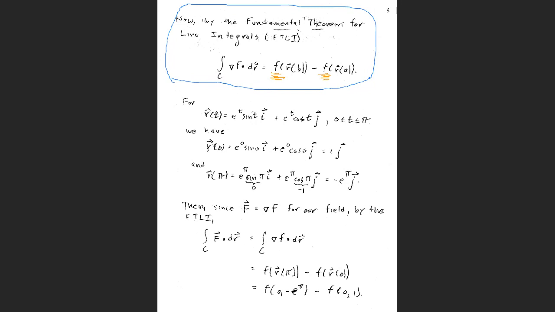So the first thing I have to do is compute the endpoints. This particle, we know the path it takes. It's given to us. What's the beginning point and what's the end point? Well, at t equals 0, we have the initial point, and at t equals pi, we have the ending point, the terminal point of the path.